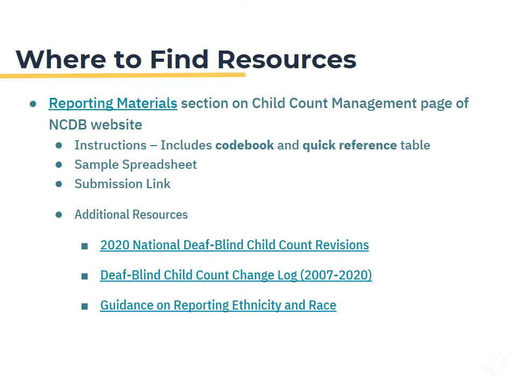All right, where to find the resources. So this is for the resources for the child count reporting materials and for the changes that were made. The materials are in the reporting materials section on the child count management page of the NCDB website. And to get to that, you can go to the 4 state deaf-blind projects tab on the main menu of the NCDB website. And from there, there's the project management's link. And under that, there is a child count and annual outreach drop down. And from there, you'll get the link to the child count management page. And on that page is where the reporting materials section is.